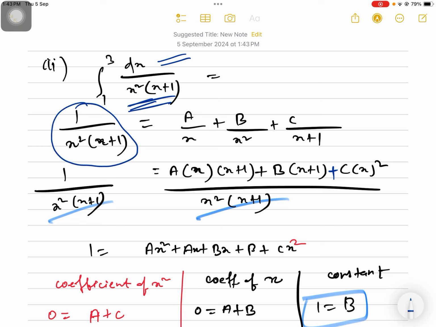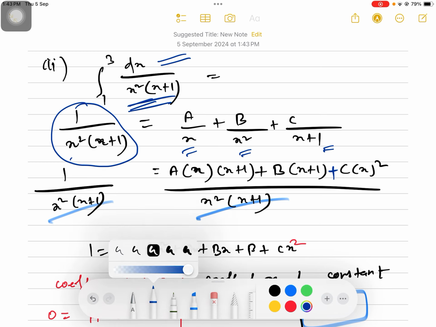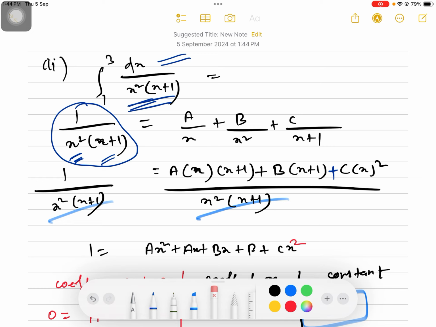So what method do we have to use? For a question like 1 by x square into x plus 1, we can write it in the form a by x plus b by x square plus c by x plus 1. One function is square here, the other function is linear. For the square function, first make it linear like x only, then write the square function, then the third function. So a by x plus b by x square plus c by x plus 1, like that you can write the given term 1 by x square into x plus 1.